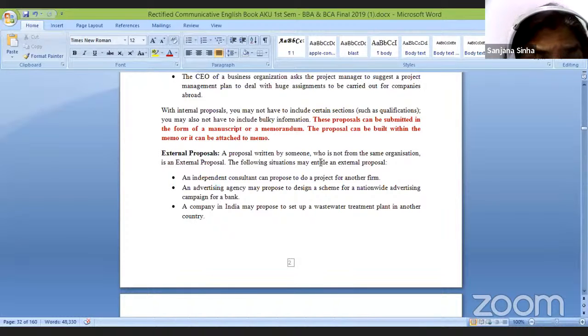An advertising agency may propose to design a scheme for a nationwide advertising campaign for a bank.